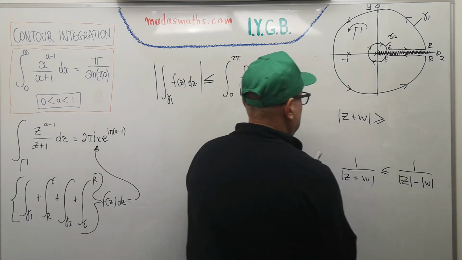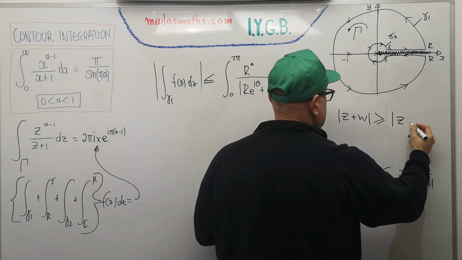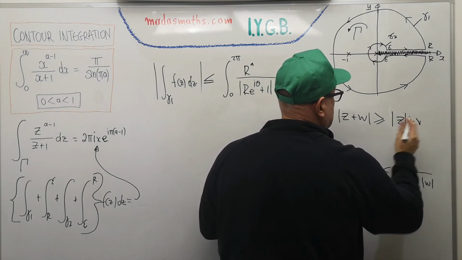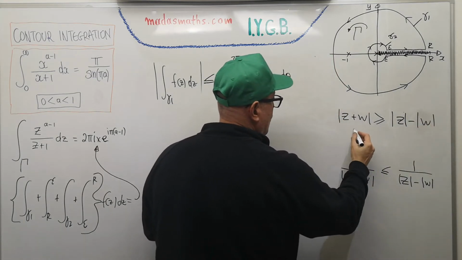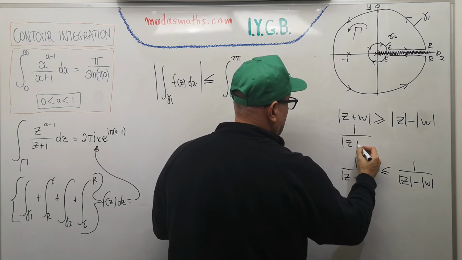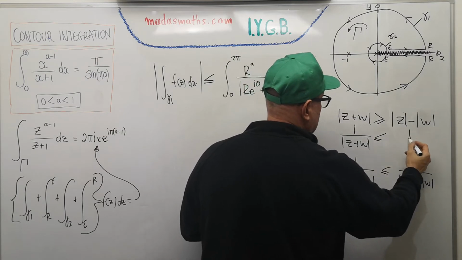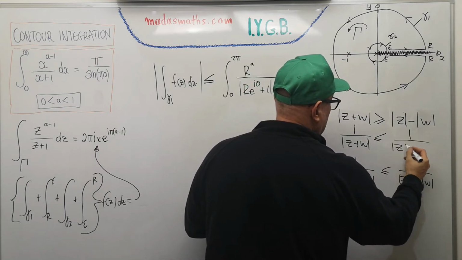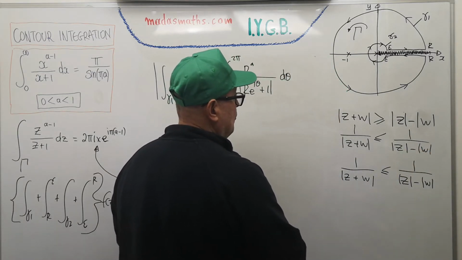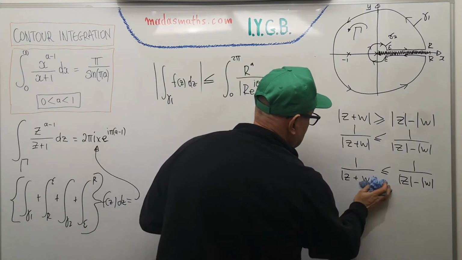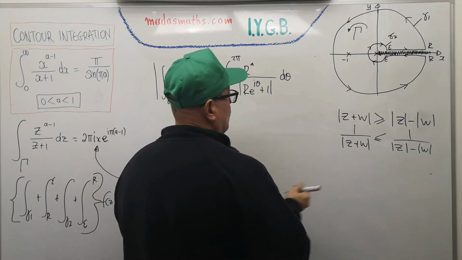I'm going to write up here, the mod of z plus w is greater or equal to the mod of z minus the mod of w, and therefore 1 over the mod of z plus w, when I turn it upside down, it flips the inequality, and of course this is now true. So this is what we've got, and I'm going to put it in a box because I'll probably need it for the next estimation. Very important result, this one.